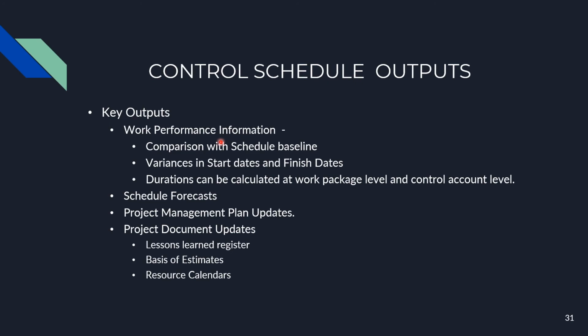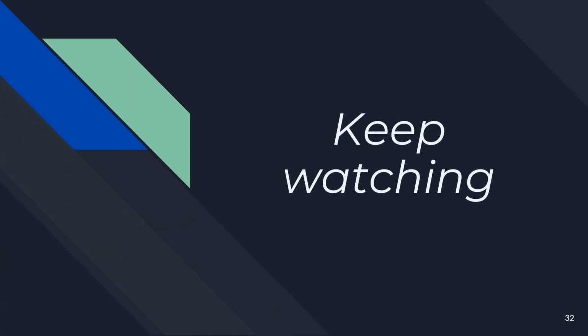Outputs for control schedule are work performance information, which is compared with the schedule baseline. It identifies the variances in the start dates and finish dates for each activity. Durations can be calculated at the work package level. Then there are the schedule forecasts. And updates to the project management plan or project documents are also outputs of the control schedule process.